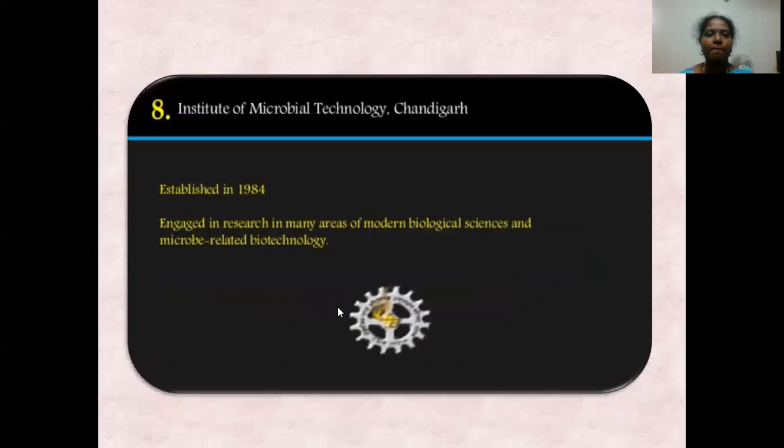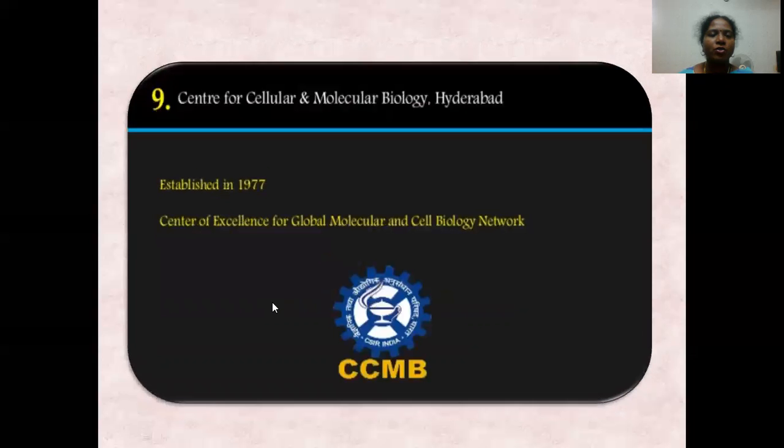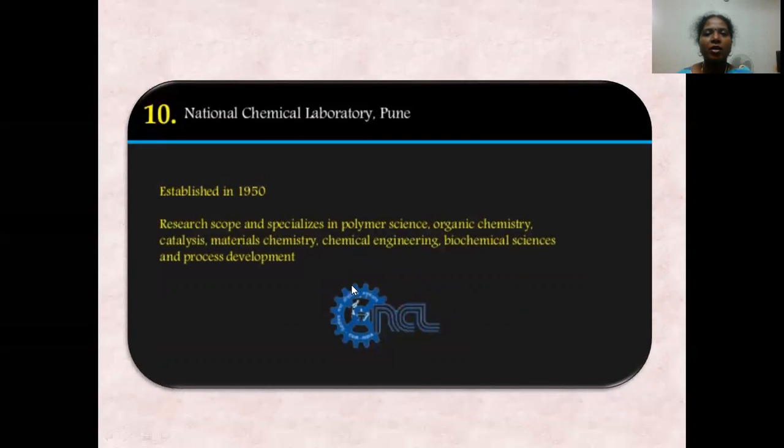and poultry. Institute of Microbial Technology, Chandigarh, established in 1984, engaged in research in many areas of modern biological science and microbial biotechnology. Center for Cell and Molecular Biology, CCMB, Hyderabad, established in 1977, Center of Excellence for Global Molecular and Cell Biology Network. National Chemical Laboratory, Pune, established in 1950, research scope and specializes in polymer science, organic chemistry, catalysis, material chemistry, chemical engineering, biochemical science and process development.